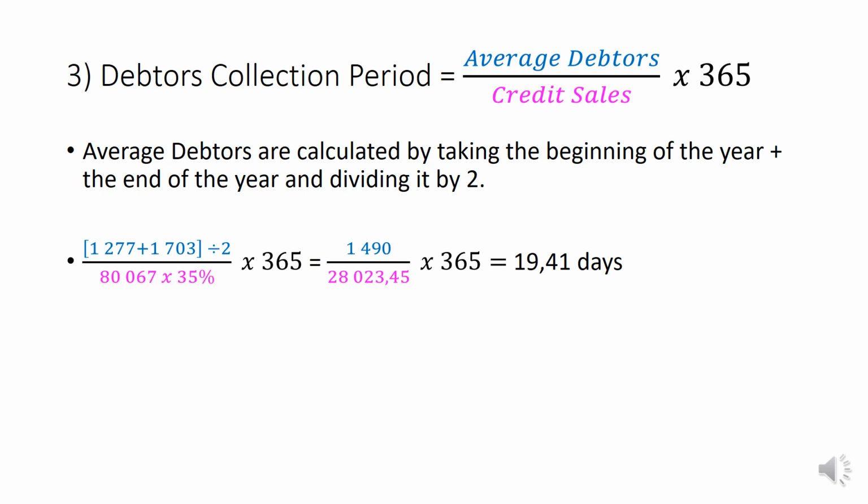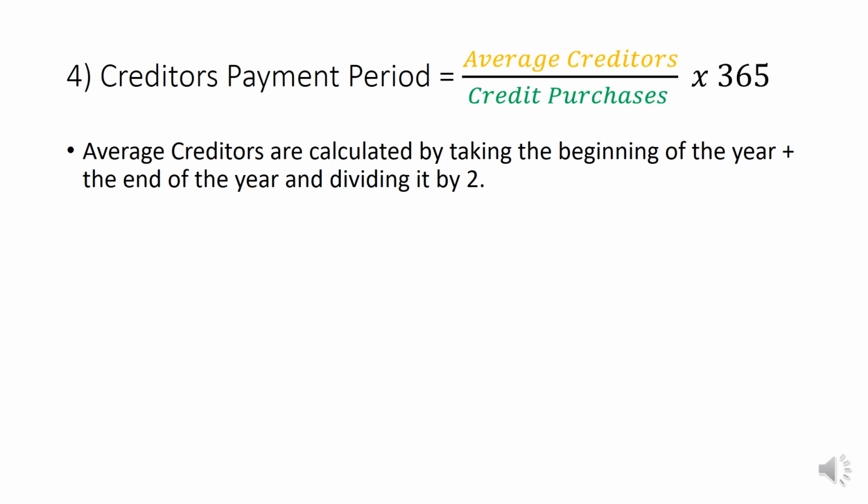On average, a business can collect debt somewhere between 30 and 90 days, depending on their policy. But in this case, our business is doing very well because they are collecting debt every 19 days. So that's at least once a month we are able to collect our debt. So the business's debtors collection period is in a very good space.